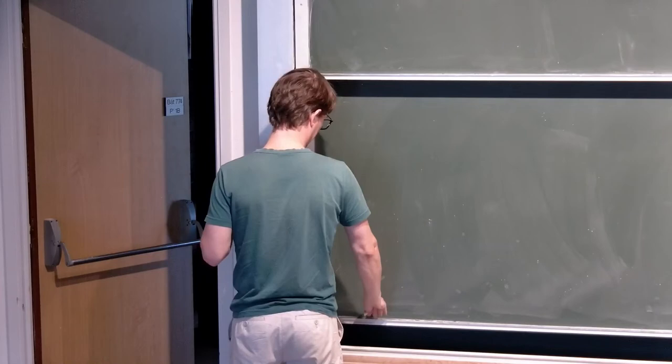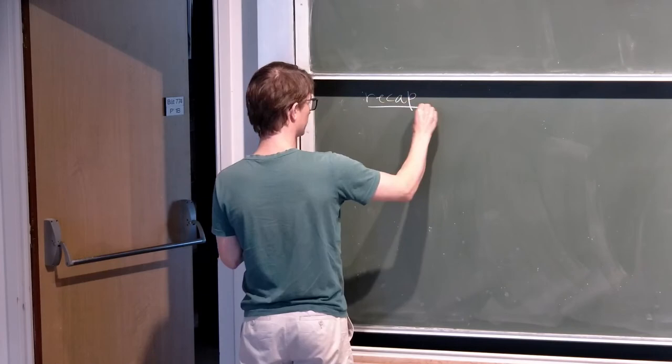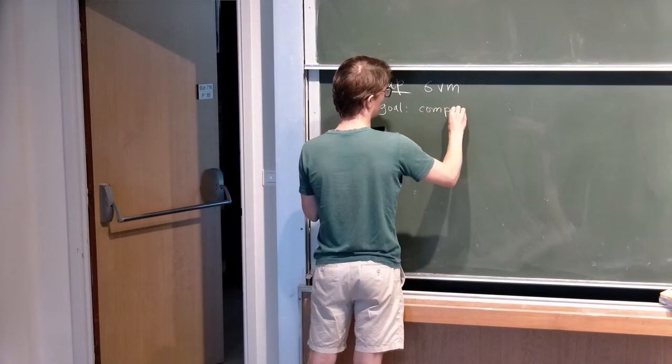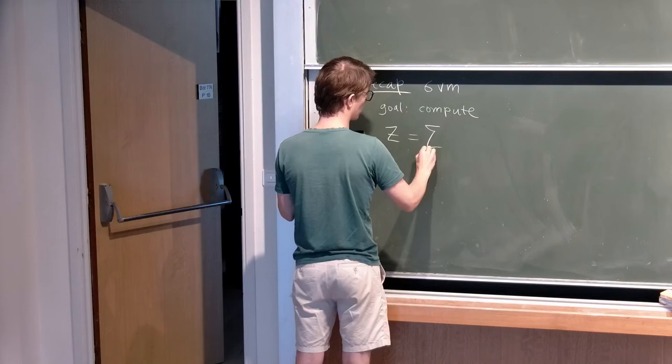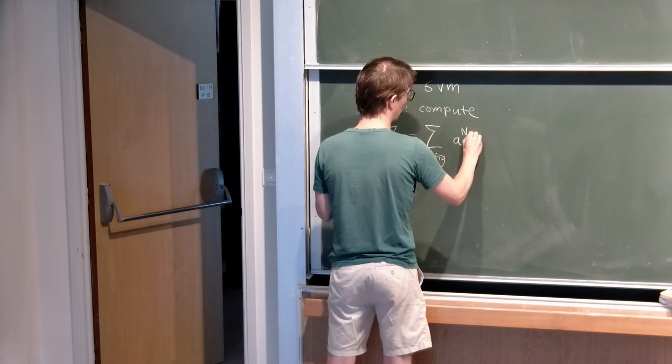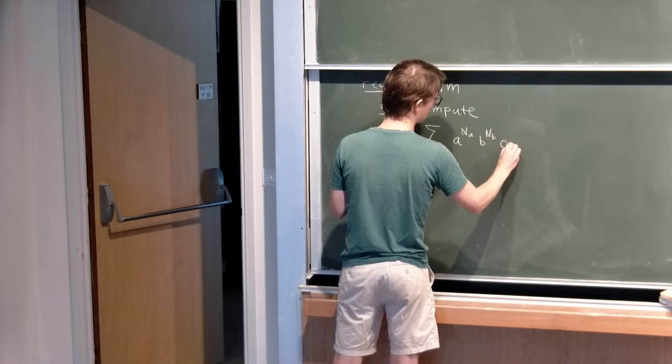So, a little recap. We were studying the six vertex model, and the goal was to compute the partition function. The partition function was the sum over all the configurations of the weight of each configuration. I denoted the weight by a to the number of A vertices, which I'll draw in a second, b to the number of B type vertices, and c to the number of C type vertices.